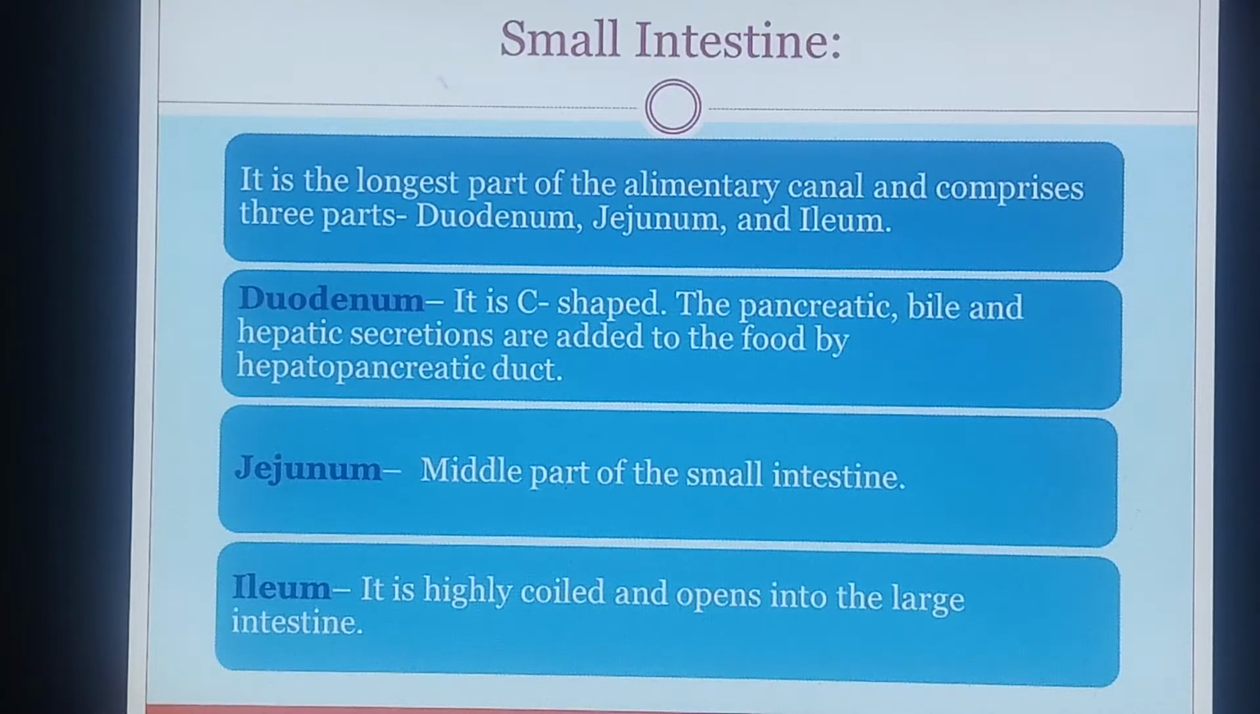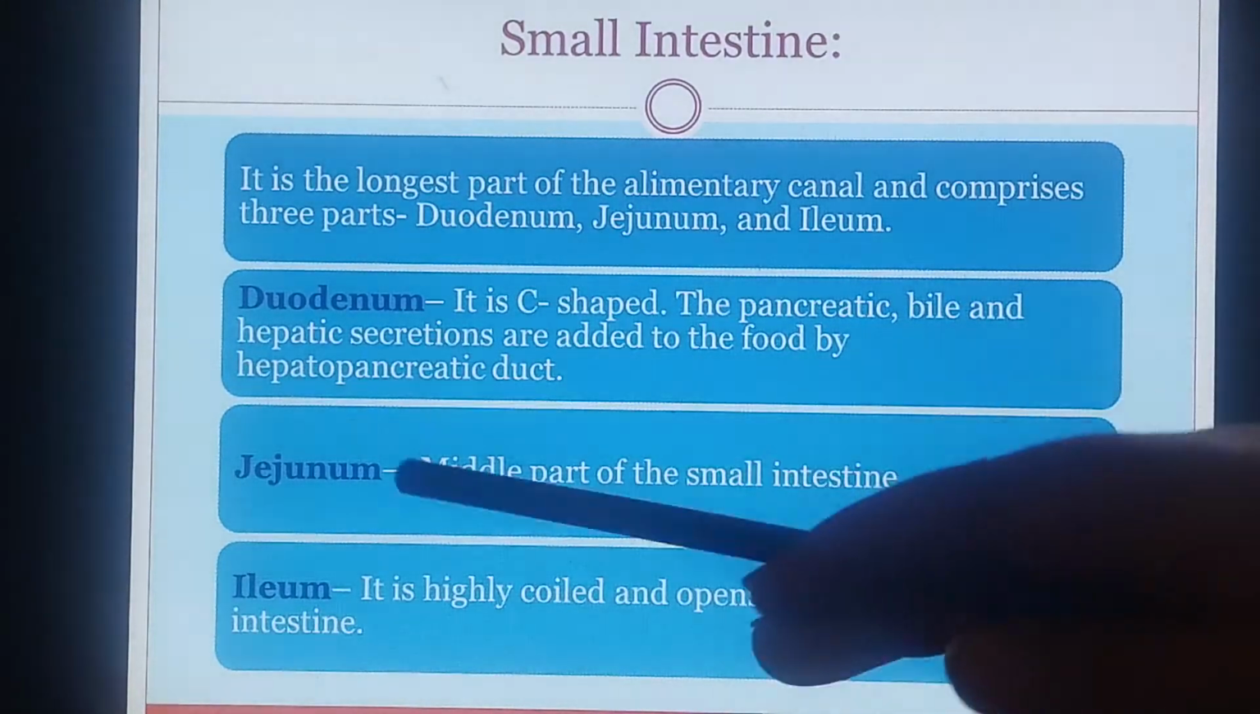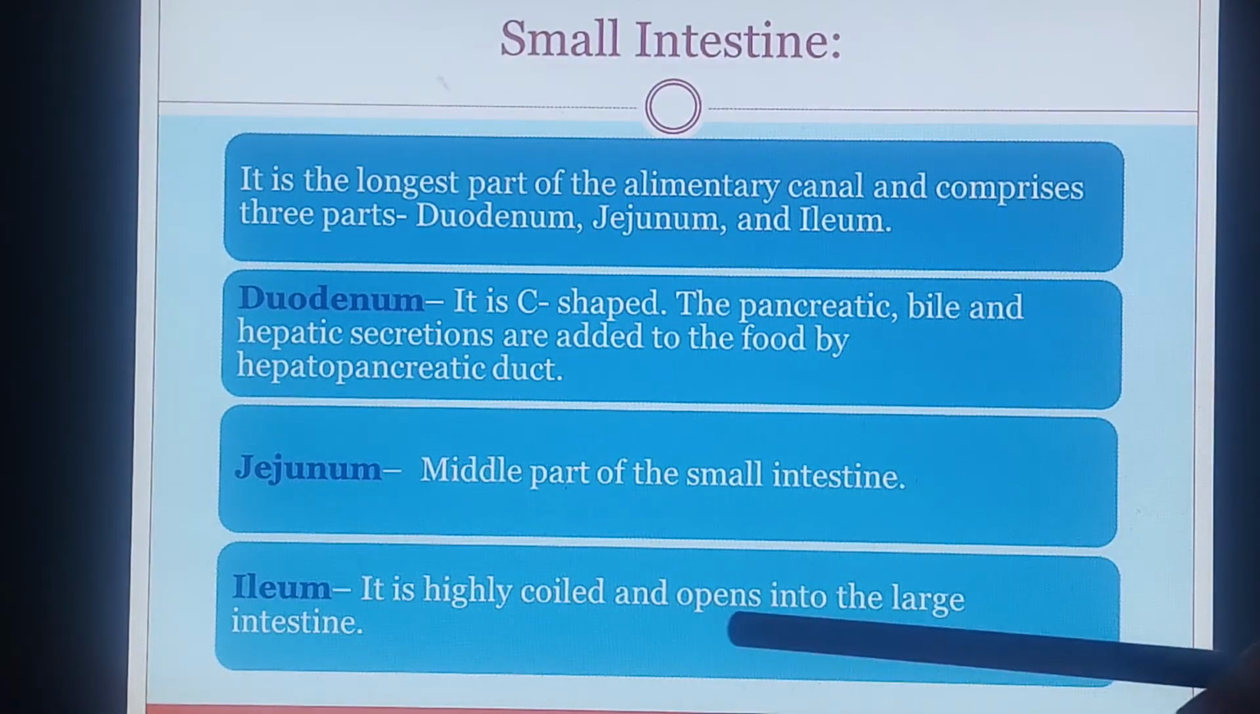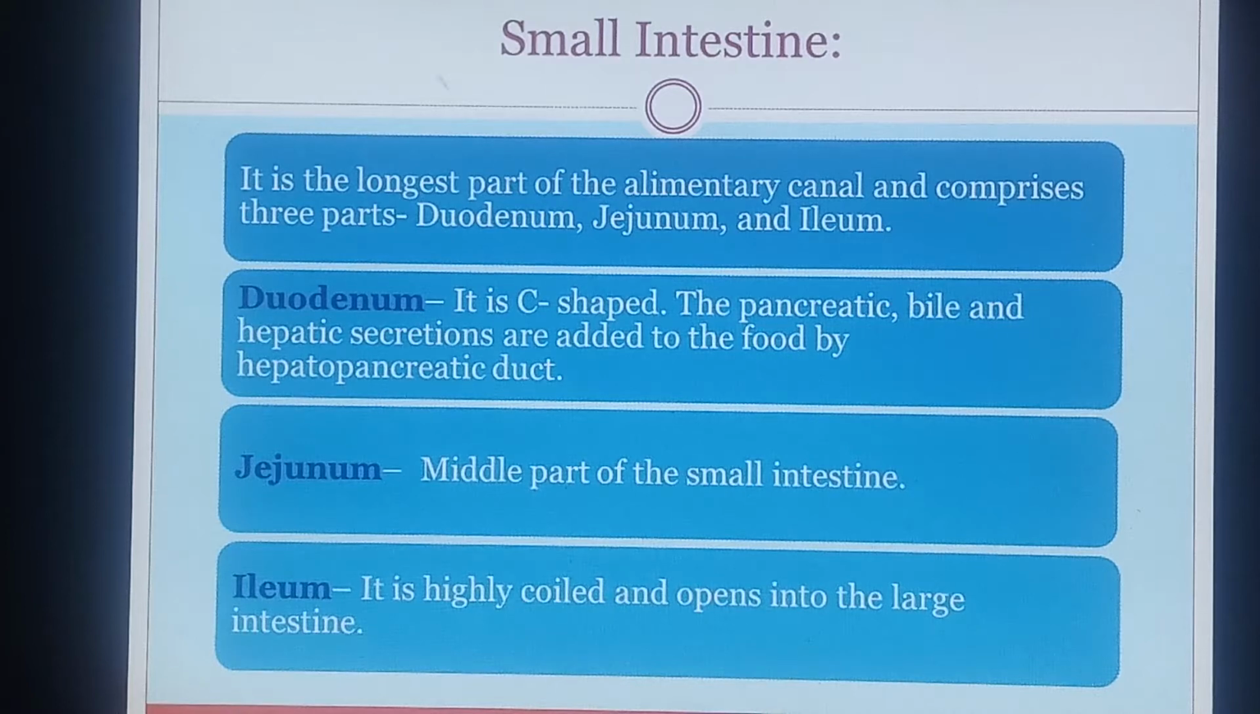Okay, we know that the secretions of pancreatic juice and bile are released here through the hepatopancreatic duct. Next part is the jejunum, that is the middle part, and finally the ileum is a highly coiled part which opens into the large intestine. This is just only the parts. The mechanism of digestion we will discuss in the next video.